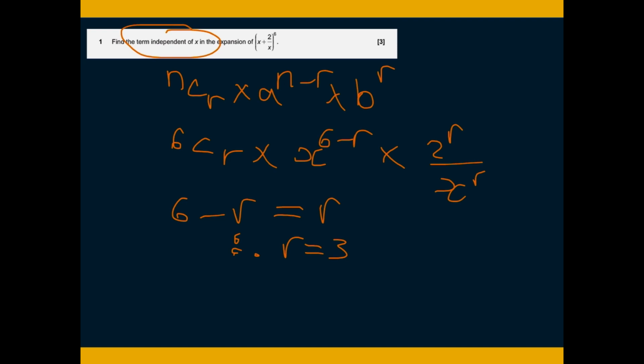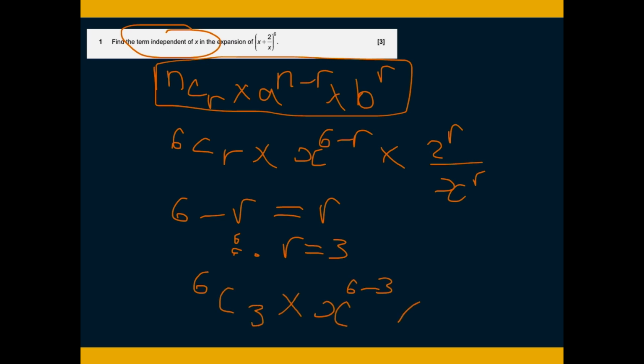Now, if we sub this back into the original formula, we can get the term, which will be 6C3 multiplied by x to the 6 minus 3 multiplied by 2 to the power of 3 over x to the 3. Now, x cubed divided by x cubed cancels out, so it's just 6C3 times 2 to the 3, which equals 160.